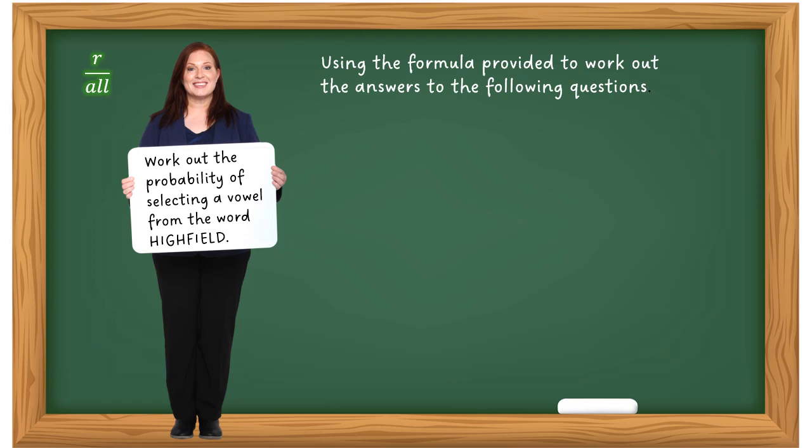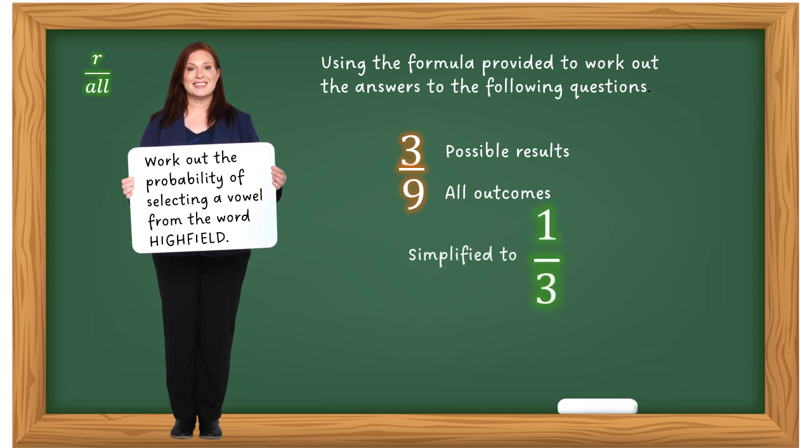Now using the formula, work out the answer to the following questions. Work out the probability of selecting a vowel from the word Highfield. Well, there are three possible results as you can see because there are three vowels, I, I and E. And there is a total of 9 letters. So you've got a 3 in 9 chance of picking a vowel from the word Highfield.